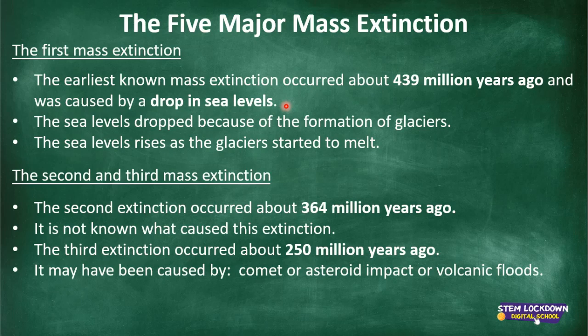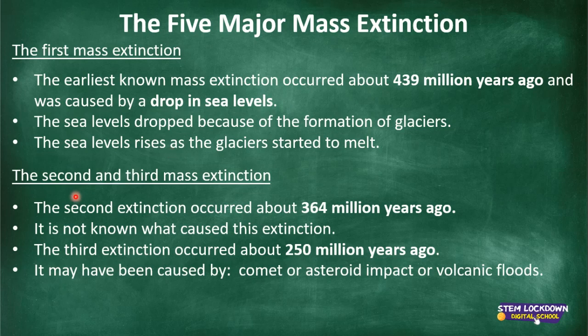So these sea levels rose as the glaciers started to melt due to what? An increase in temperature. So you see, we are just repeating the same concept over and over again under this topic of the history of life. So you just need to play around with your words and to know where to use certain concepts.